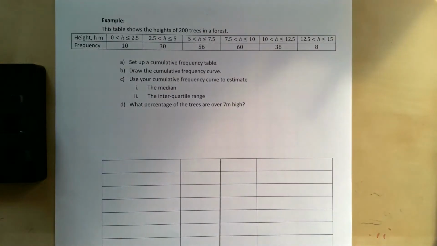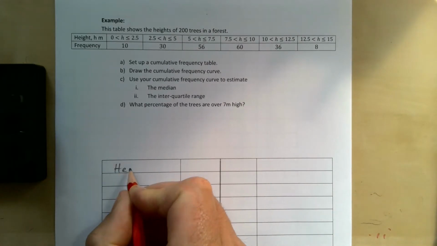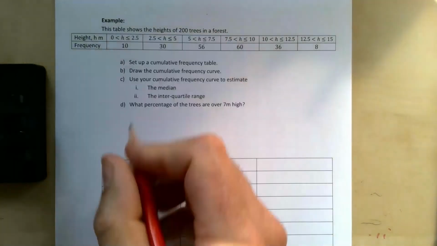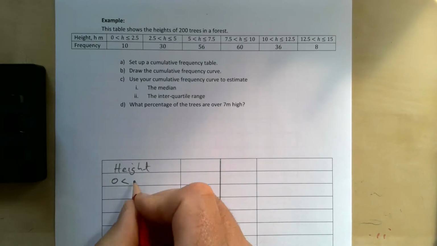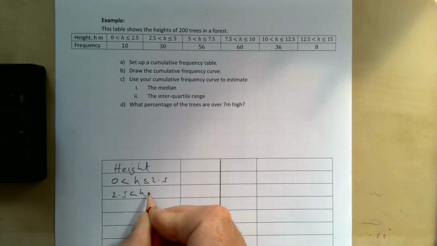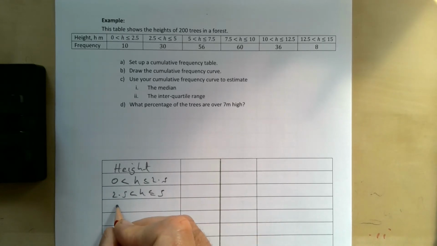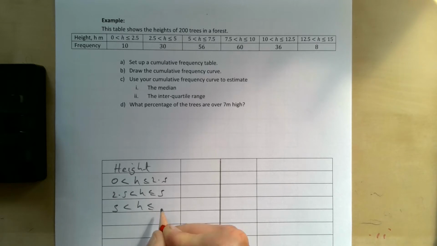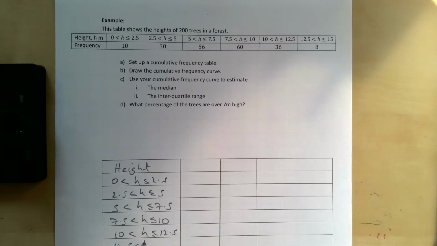So let's see. Our first one is height. And we just fill in the information we have here. Less than h, less than or equal to 2.5. 2.5 less than h, less than or equal to 5. 5 less than h, less than or equal to 7.5. 7.5 less than h, less than or equal to 10. 10 less than h, less than or equal to 12.5. And finally 12.5 less than h, in between 12.5 and 15.